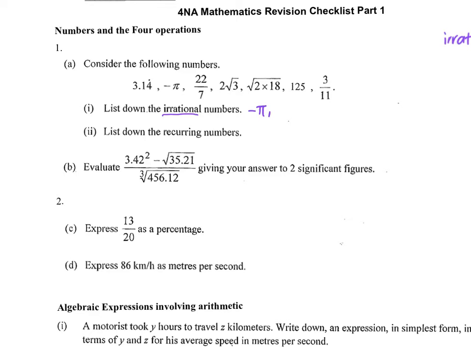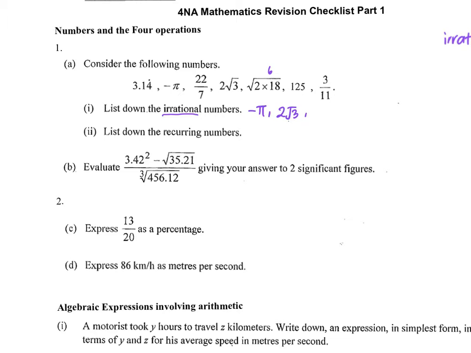2 cube root, 2 square root 3. It's an irrational number, right? So the number doesn't end, has no pattern. Okay? What about the square root of 2 times 18, the whole thing? 2 times 18 is what number? So this one is not an irrational number. This number is 6 now, okay? Then 1, 2, 5, don't need to say. 3/11, don't need to say.